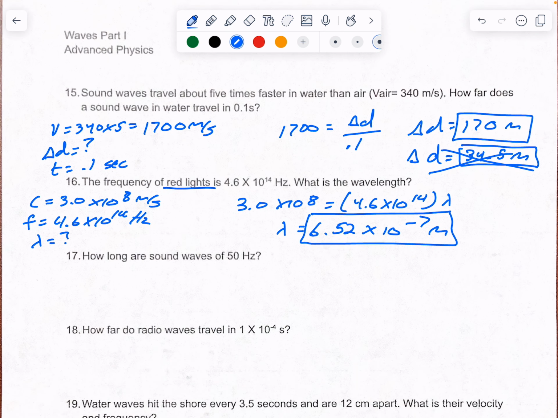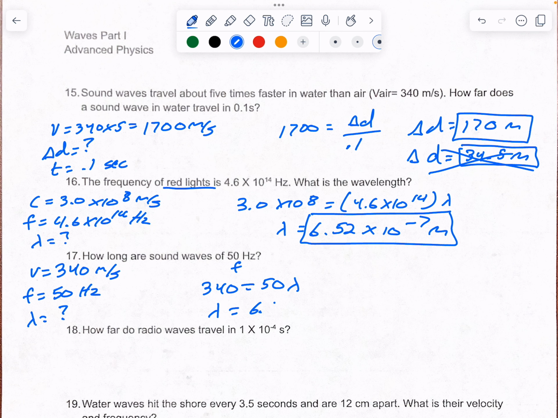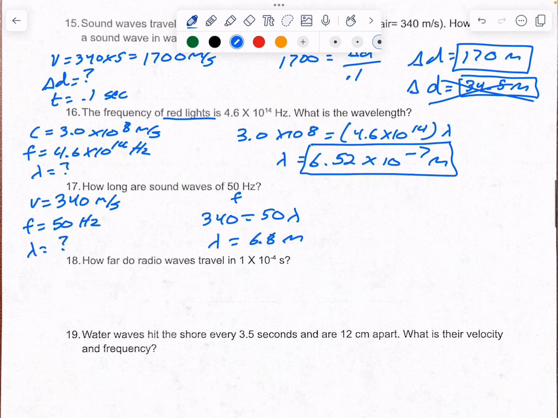17, how long are sound waves with 50 hertz? So sound waves. Typically we would give you this, 340 meters per second. I gave you frequency right there, so frequency is 50 hertz. How long are they? That means you're looking for wavelength. So we're going to do 340 equals frequency, which is 50, times wavelength. Divide both sides by 50, and you get a wavelength of 6.8 meters.